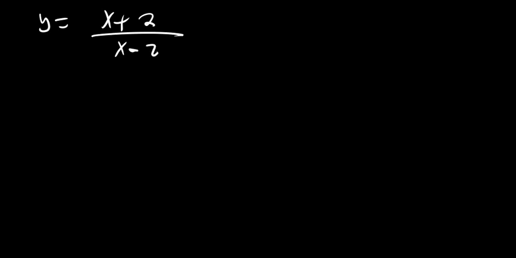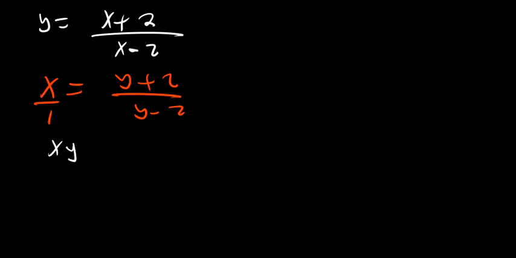If you want, you can make x the subject of the formula, or again, you can just interchange them. Replace where there is x with y, and where there is y with x. So it's going to be x is equal to (y plus 2) divided by (y minus 2). Then from here you make y the subject of the formula. If you cross multiply, x times y is xy, x times 2 is 2x, then y plus 2. You are making y the subject of the formula if you use this method.